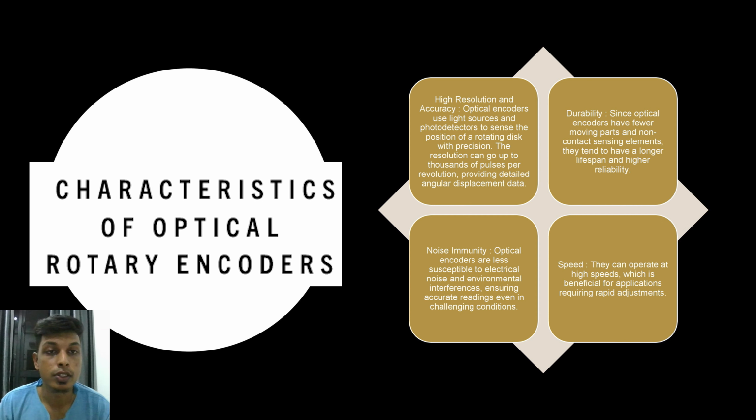Here I am to explain to you about the characteristics of the optical rotary encoder. First, it is high resolution and accuracy. Optical encoders use light sources and photodetectors to sense the position of a rotating disc with precision. The resolution can go up to thousands of pulses per revolution, providing detailed angular displacement data.